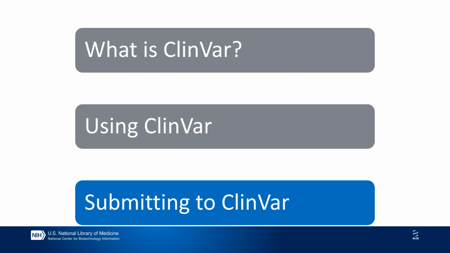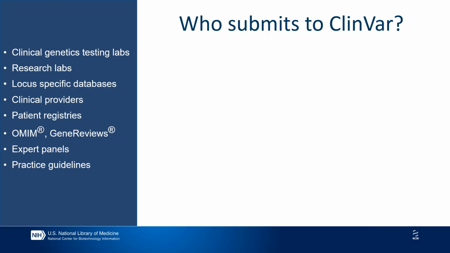Finally, let's shift gears and talk about how you can participate in ClinVar by sharing your own data. Who submits to ClinVar? Most of the data in ClinVar has come to us from clinical genetics testing labs, but we also have a lot of data from research labs, locus-specific databases, and clinical providers like medical geneticists and genetic counselors. ClinGen has been working with patient registries to help get their data registered in ClinVar. We pull in data from OMIM and GeneReviews, and we also work with ClinGen to get submissions from expert panels and practice guidelines.